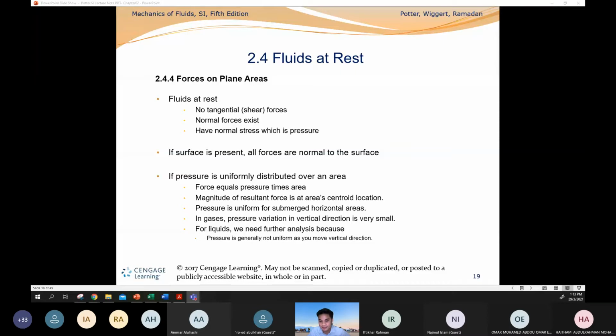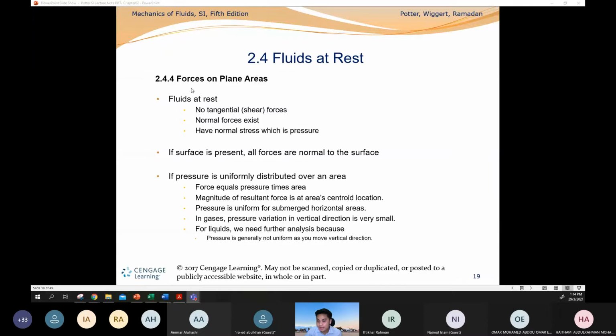How about the vertical direction? It changes with elevation, of course, as we are studying liquid. It has to change with elevation. Yes, as you can see from the previous derivation of the hydrostatic equation, delta P is equal to negative gamma delta Z. That means a change of elevation will have a change in pressure.